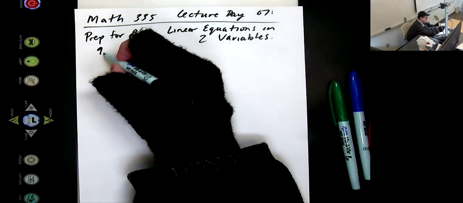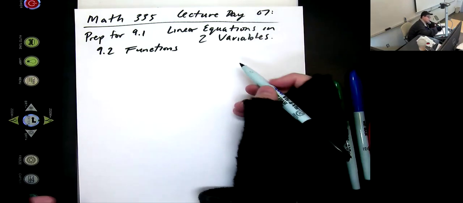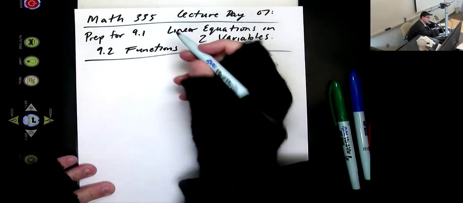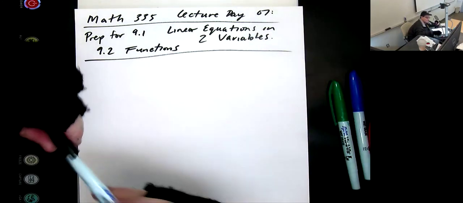9.2 will be on functions. There really isn't a lot of prep we can do with that, but there is a lot of prep we can do for linear equations in 2 variables. So what is a linear equation in 2 variables?